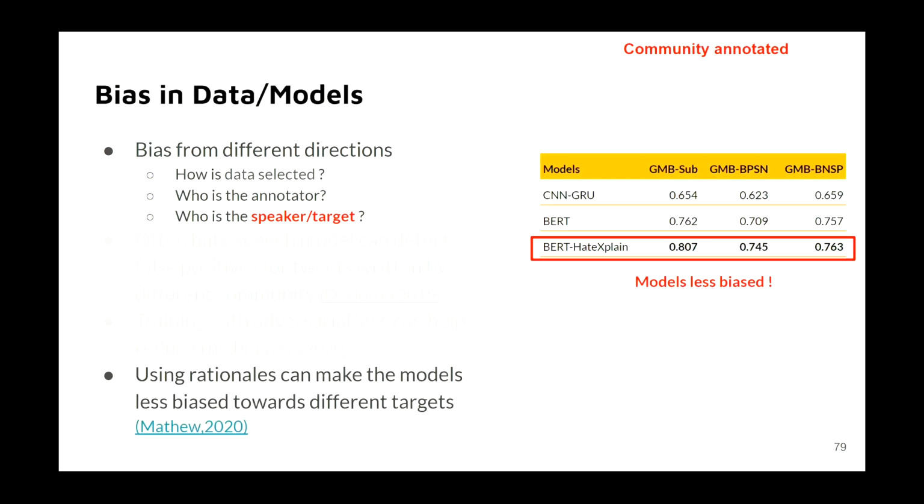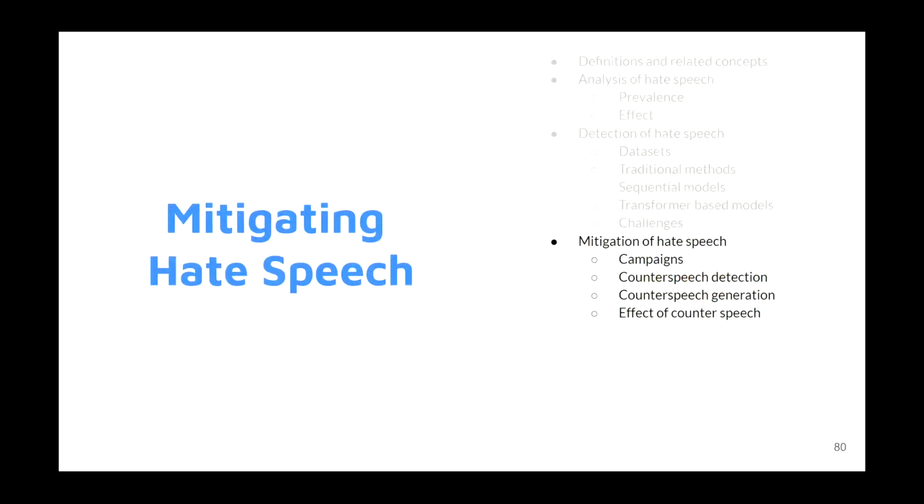Another paper that was published in 2021 found that using rationales can also make the models less biased towards different targets. This is measured using this metric, and as you can see, HateXplain, which is using the rationales, is actually higher in this score, which suggests it is less biased. So next I will hand over to Vinny to continue with the mitigation and finally the SWOT analysis. Thank you, Pranay.